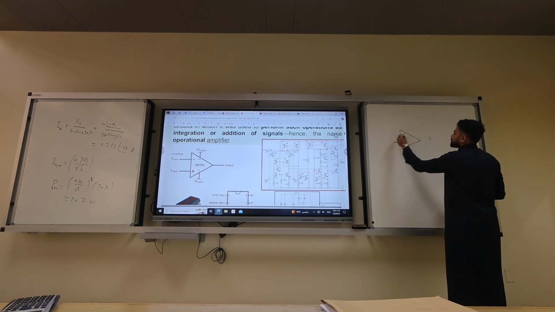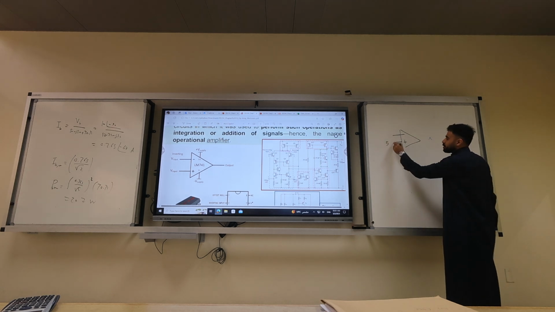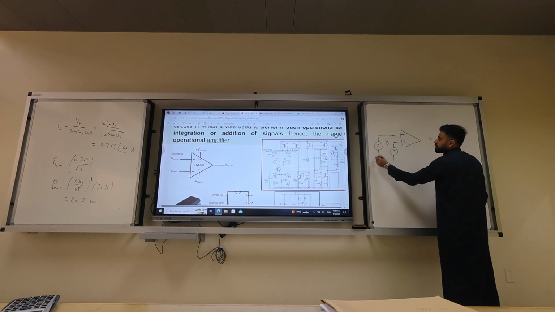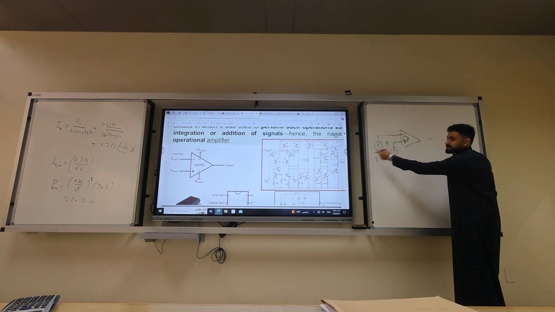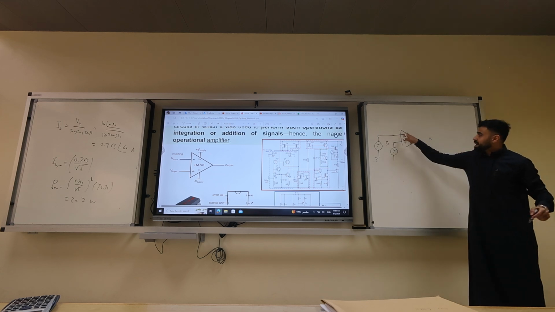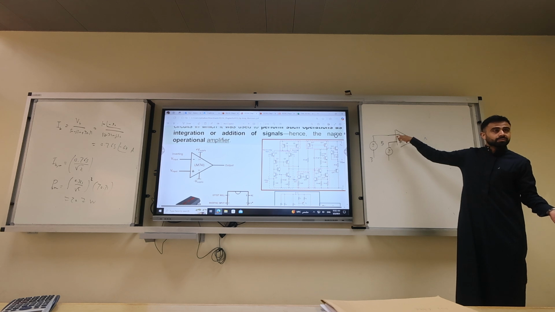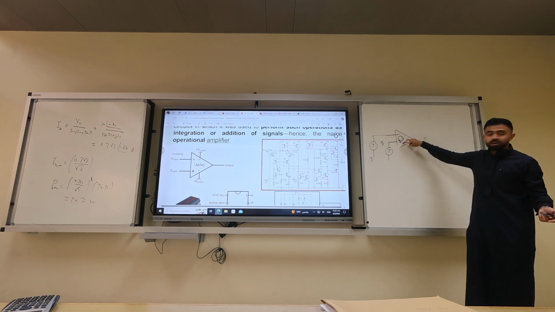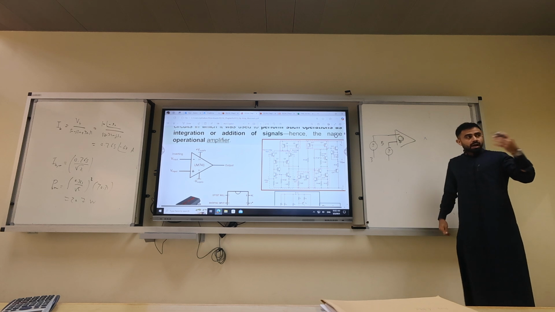Minus and plus. It means if I put here a battery of 5 volts, and if I put here a battery of 3 volts, what is being input? 5 minus 3. So we call the negative input inverting because it inverts the 3. It actually sees minus 3 here and adds it with the positive 5. And then it has an infinitely big output.